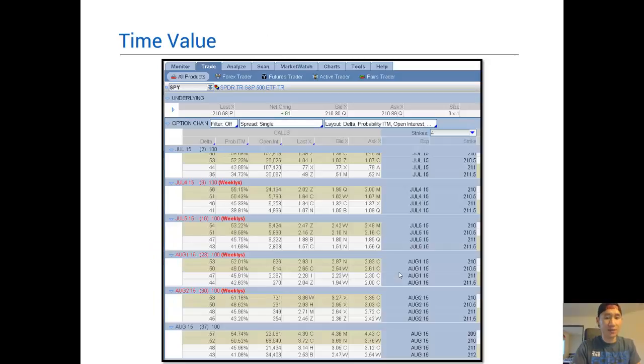So let's get some validation on the numbers of the options pricing.